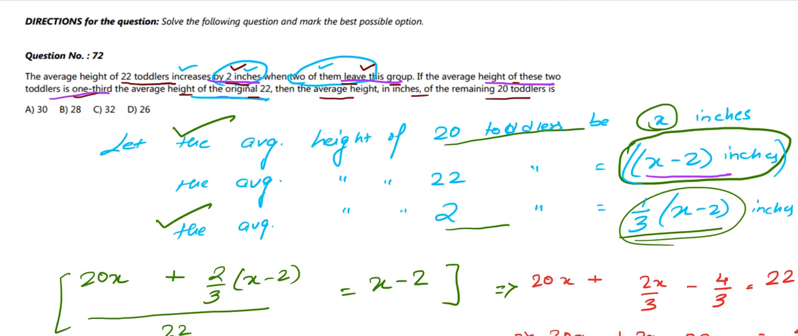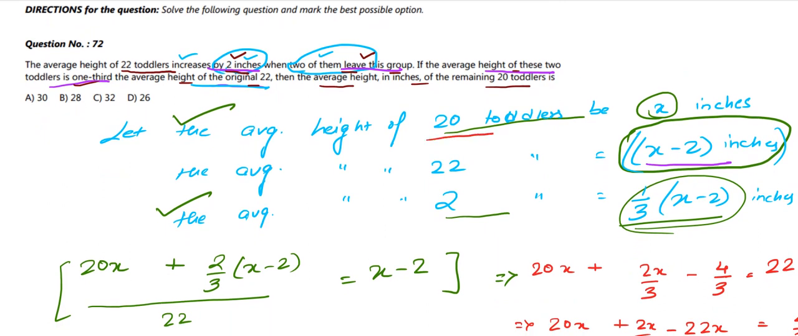So let's check. We assumed the average height of the 20 toddlers to be x, so the average height of 20 toddlers is equal to 32 inches. Let's check the question. We needed the average height in inches of the remaining 20 toddlers. So this is x, which is 32. Let's check the options. Option C matches our answer. Hence option C is the correct answer to this question.